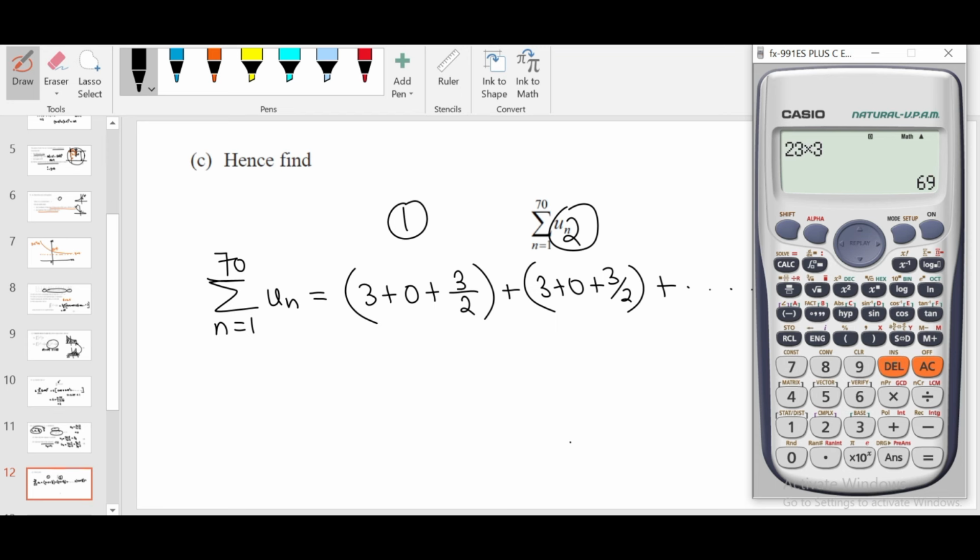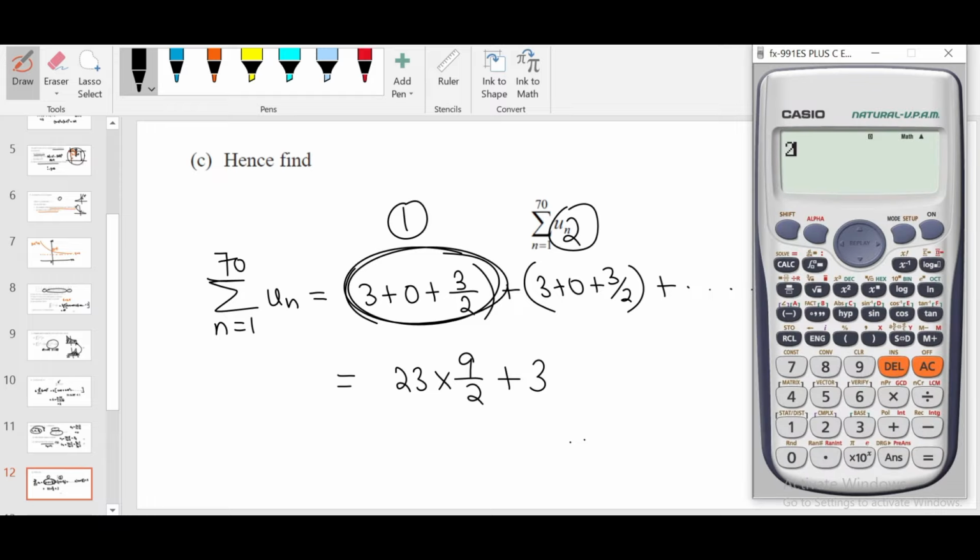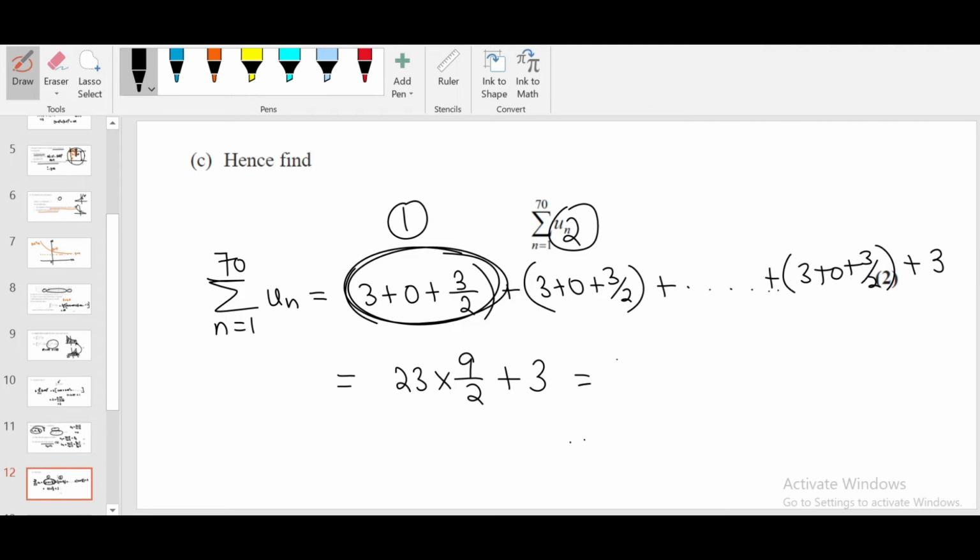23 times 3 is 69, so there are 69 terms. The 70th term will start from 3 again. So basically you sum up this, which is 23 times 9 over 2 plus the last term. 213 over 2. That's the answer.